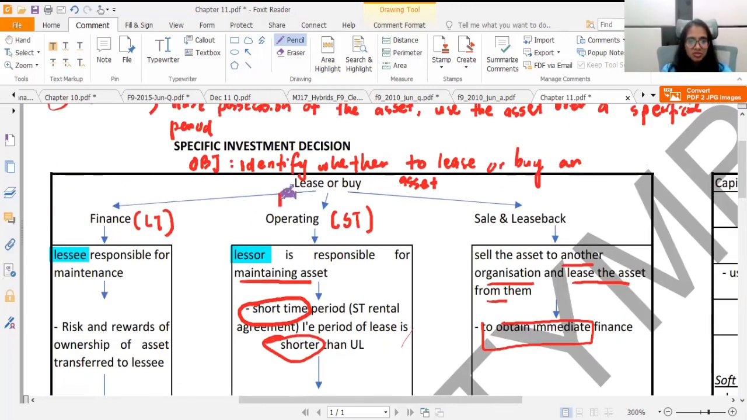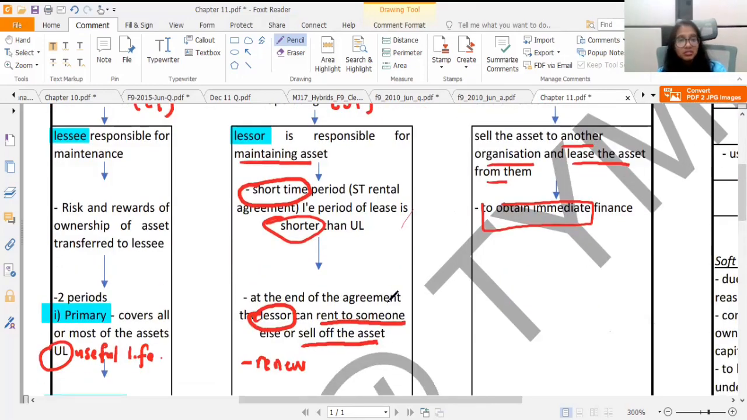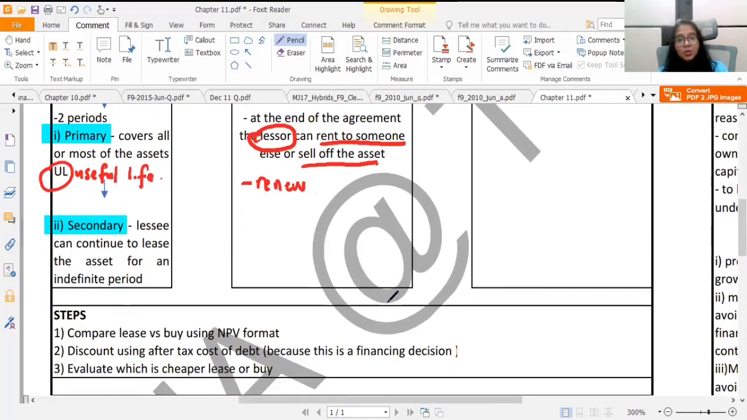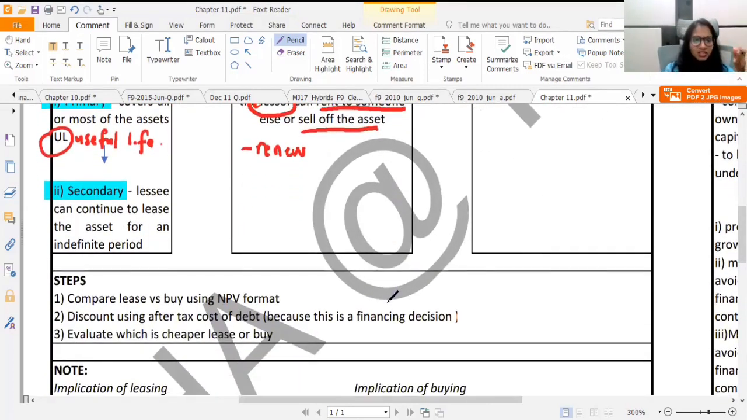So maybe you can write it somewhere around here. It is a financing decision. So because it is a financing decision, you will need to only use the financing cash flows. You do not use operating cash flow. So whatever operating cash flows that you have been using in your NPV will not apply in the lease or buy decision.